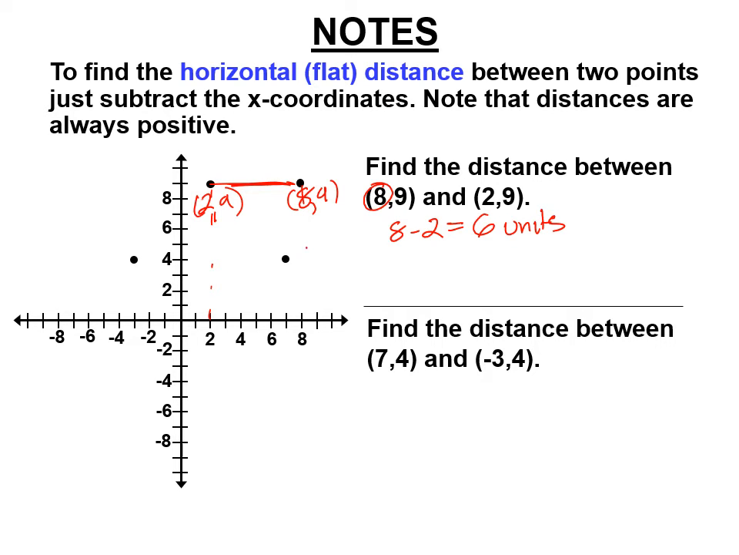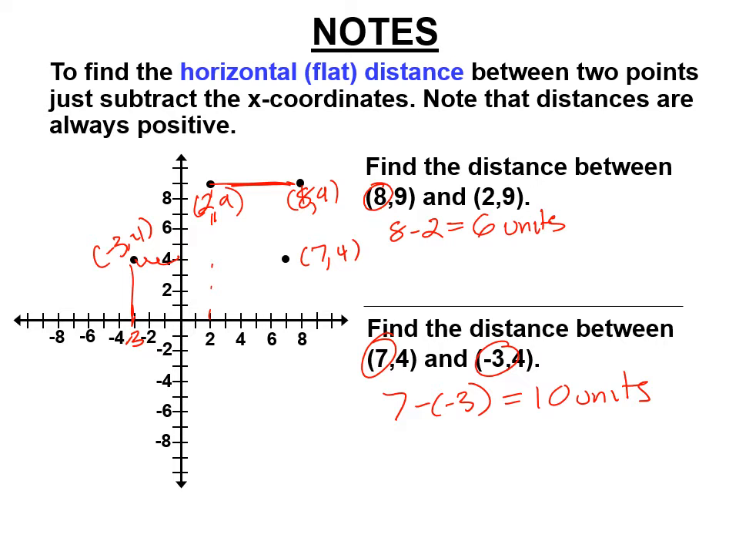One of them is at 7, 4, and the other is at negative 3, 4. So to find a horizontal distance, we're going to subtract the x coordinates. Well, 7 minus negative 3 is 7 plus 3, so the distance there is 10 units long. It's 1, 2, 3 from negative 3 to 0, and then from 7 to 0 is 7 units, for a total of 10. So this distance is 10.